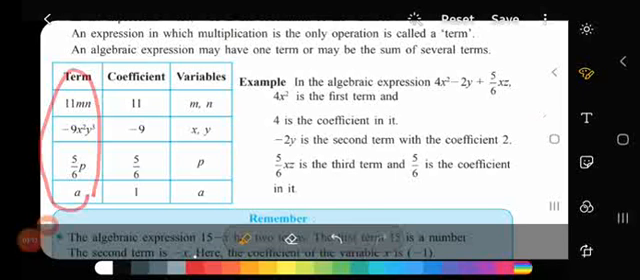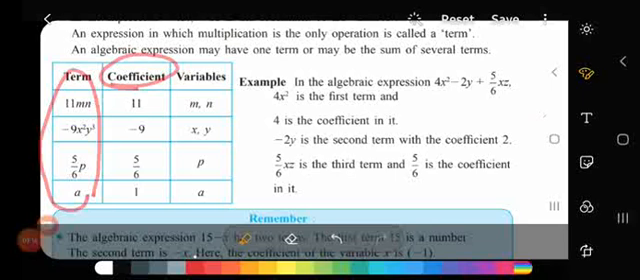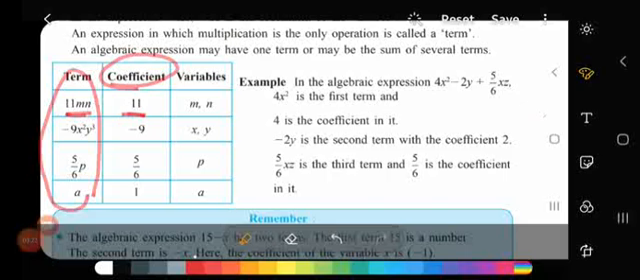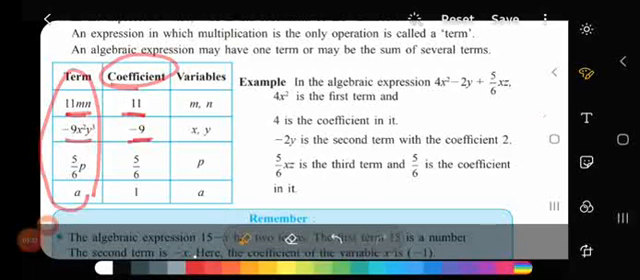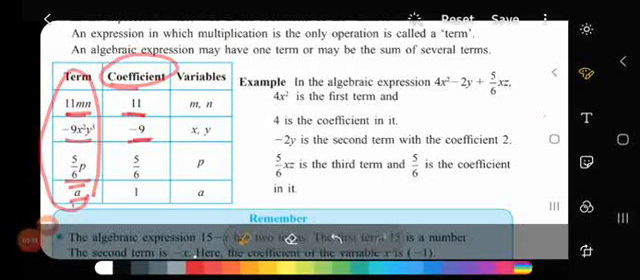What is meant by coefficient? A coefficient is the number associated with the letter present in a term. For example, in the first term 11mn, which number is present here? 11. So it is the coefficient. In the second term, along with the sign we have to take minus 9, so that is the coefficient. In the third it is 5 by 6, and here nothing is there, which means 1 is present.